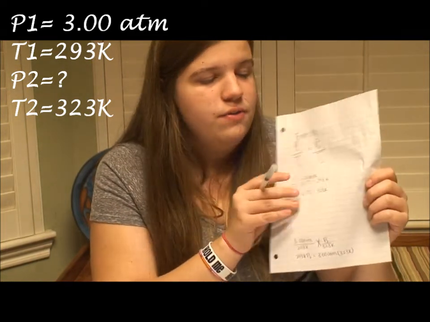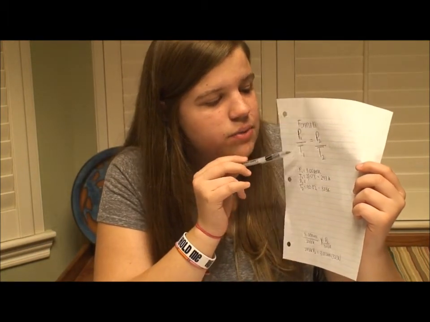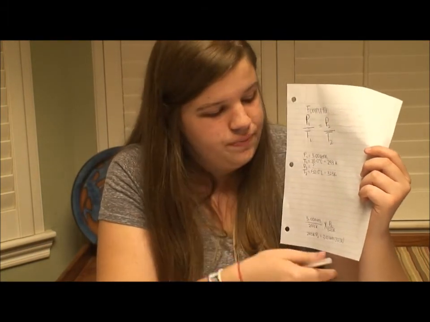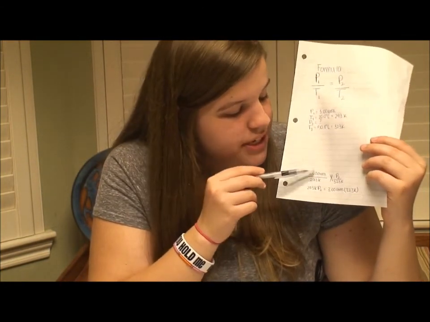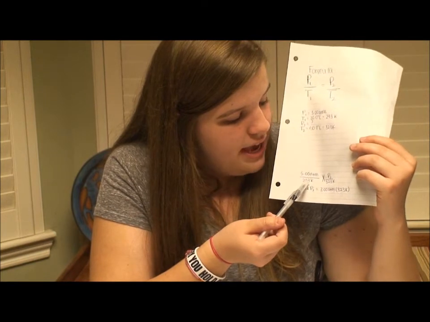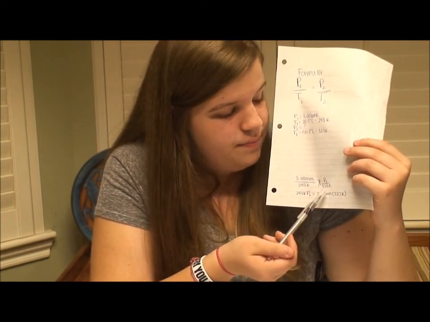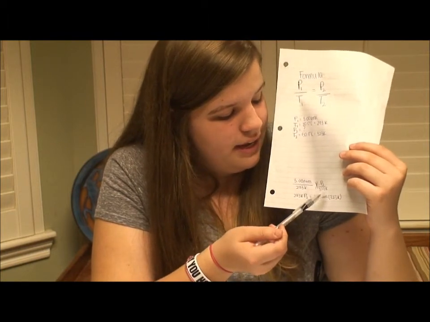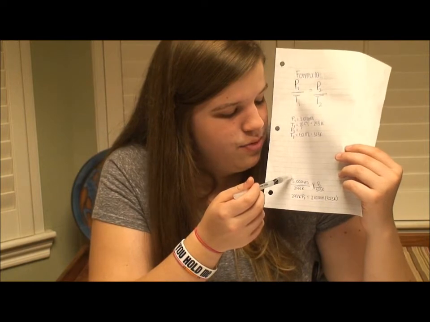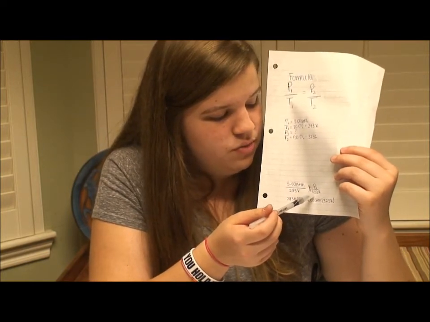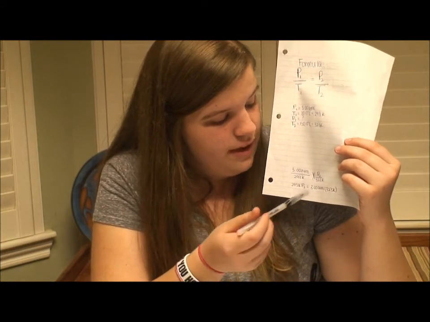Once you have all of your values, you can plug them into your formula, which is P1 over T1 equals P2 over T2. I plugged in my values, and I have 3 atm over 293K is equal to P2 over 323K. After this, I cross multiply, so I do 293K times P2 and 3 atm times 323K. I set that up in the formula after you multiply it.